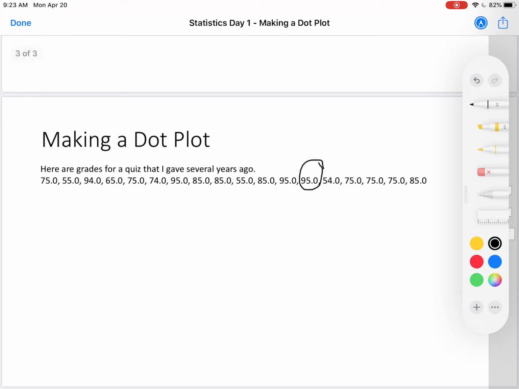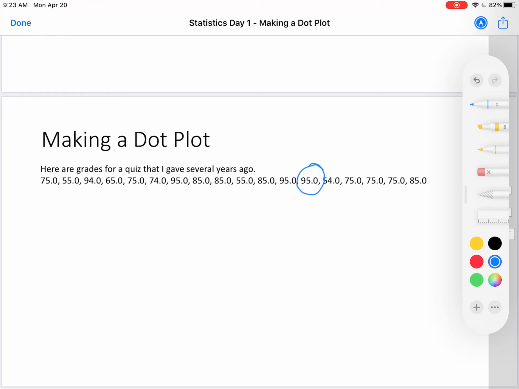95, right there. So I'll circle it, 95. Actually, I think I'll change the color just so it doesn't get confusing to me. Okay, change the color, I'll circle it, 95. Notice how there are several 95s. I'm going to ignore that right now. All I know is the highest value here is 95.